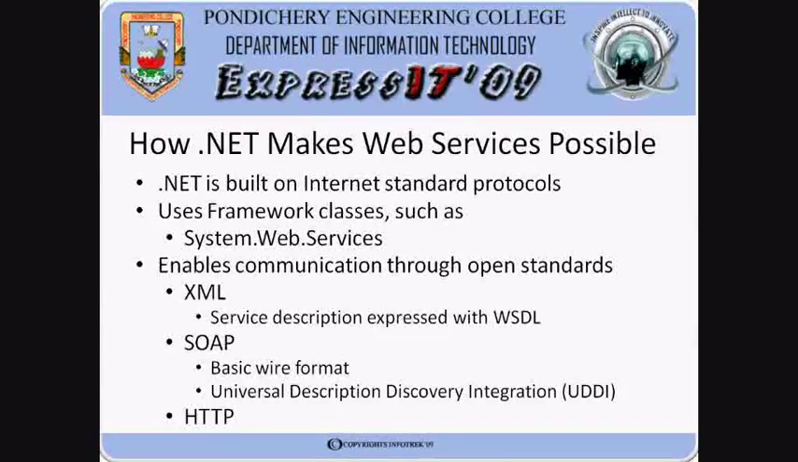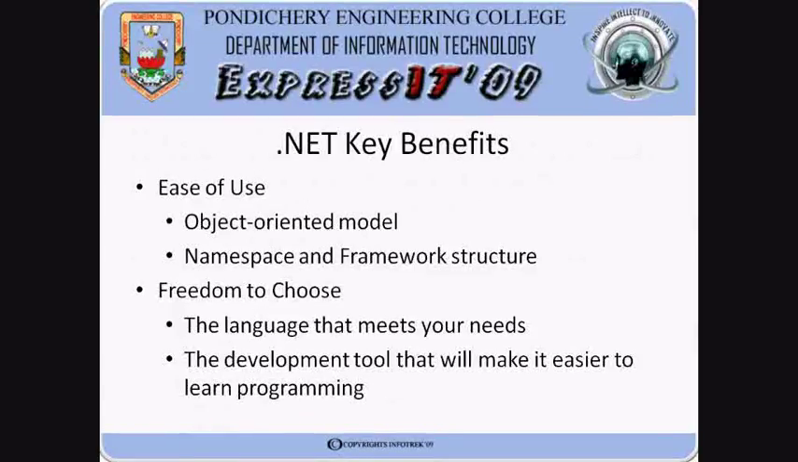XML service description is expressed with WSDL. XML is used for data transfer in a specific format. SOAP is used for data transfer, like a basic wire format. Universal Description, Discovery and Integration, UDDI, is used with SOAP. HTTP is a command that is currently used for data transfer. The benefits remain the same, remain large.